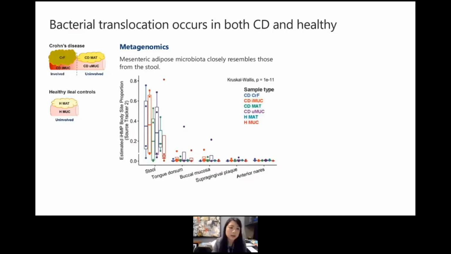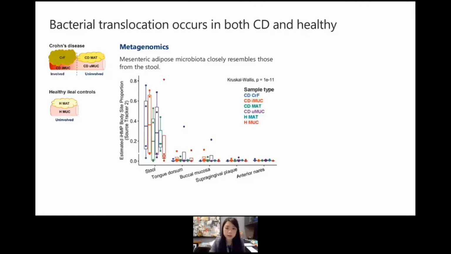And we found that a lot of the bacterial reads actually align with the reads that we saw in stool samples. And so this suggests to us that the mesenteric adipose tissue has bacterial reads, and that these bacterial reads closely resemble the stool community. So it suggests to us that the community in mesenteric fat is of intestinal origin.